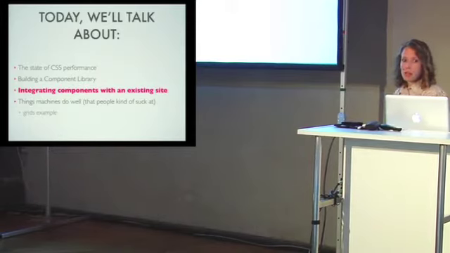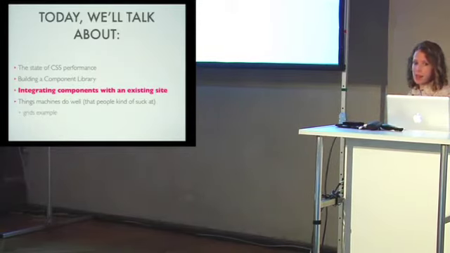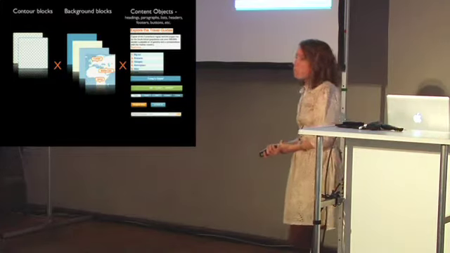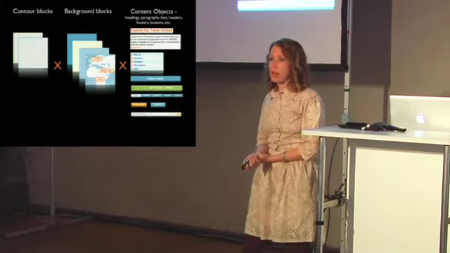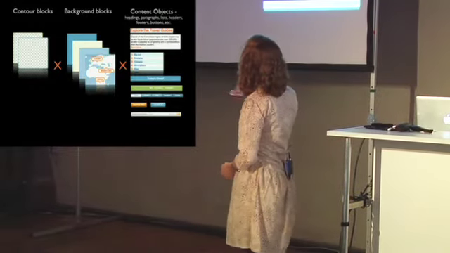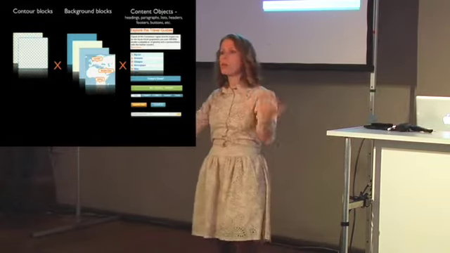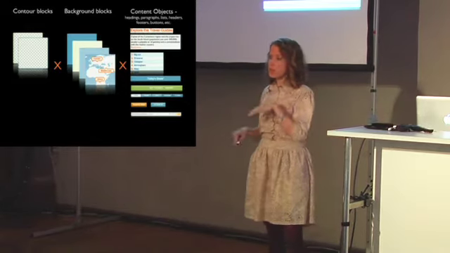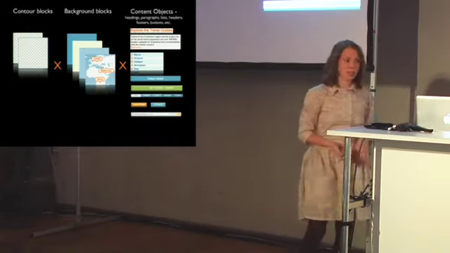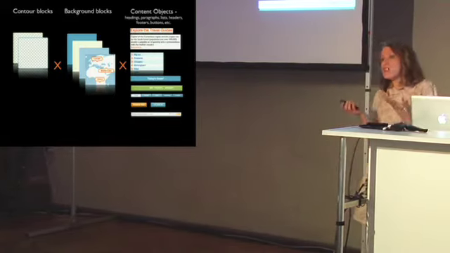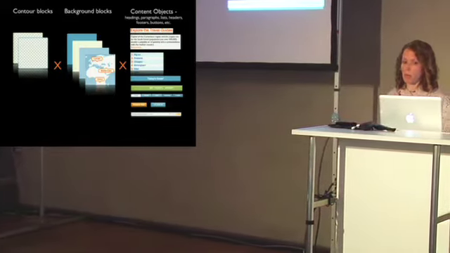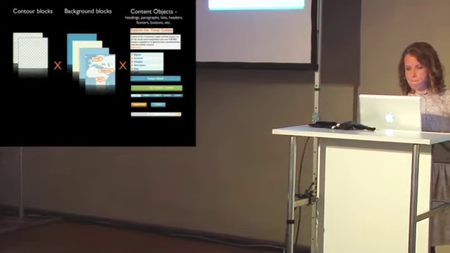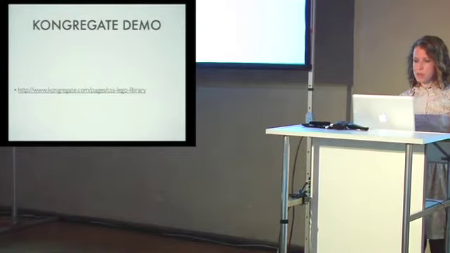So next up, let's talk about integrating components with an existing site. Imagine that we've built a library of little components. We have contours, we have backgrounds, we have content objects, we have a whole library of different things. We can then mix and match those in order to build new and interesting sites, or pages or features that we didn't know about when we first started building our site. So I'd like to show you an example.